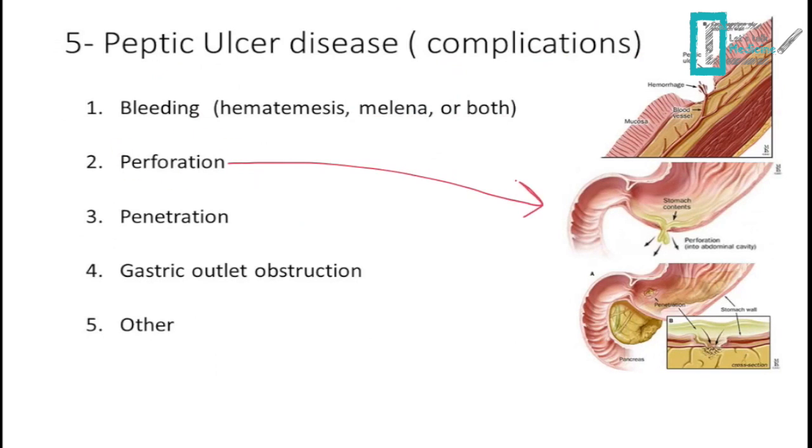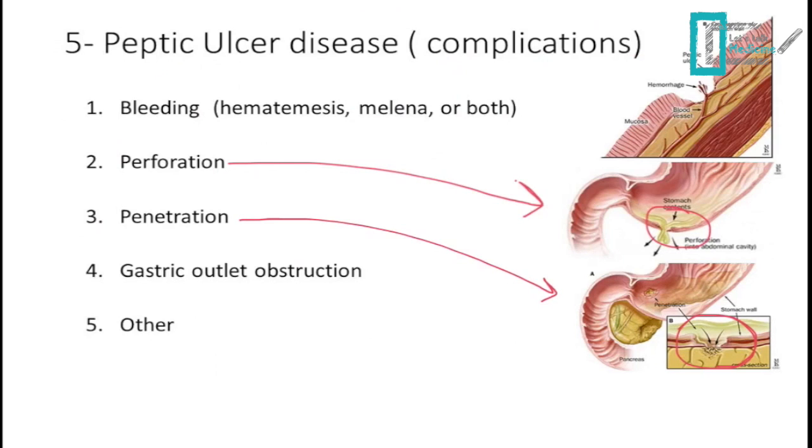In this picture, you can see what is perforation. Perforation is when the gastric ulcer or the duodenal ulcer goes all the way through all the layers, even through the serosa and out into the abdominal cavity. So this is perforation. Penetration, on the other hand, is when this ulcer is at a side where another organ is close to the stomach, most likely the liver, and it penetrates all the way through all the layers of the stomach and goes on to the liver, causing ulcers in the liver itself. So this is penetration.